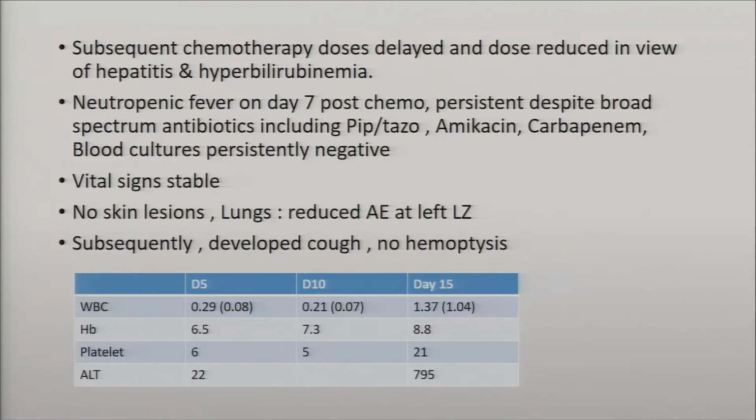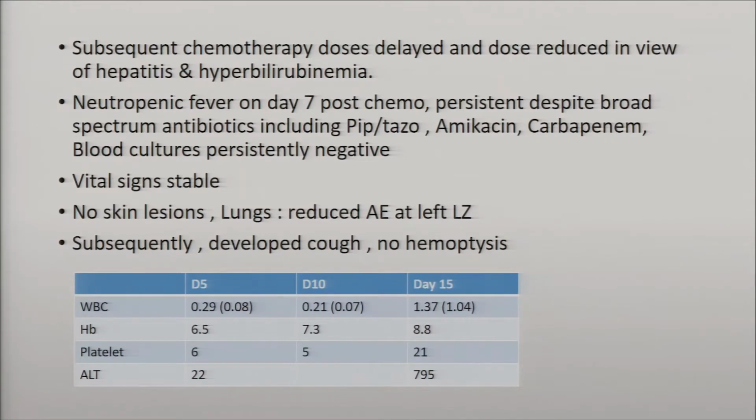So subsequent chemotherapy had to be delayed, and even when they gave a tiny little dose of chemotherapy, it had to be adjusted because of these liver conditions. So at neutropenic, at day 7 of chemotherapy, almost nadir count, he developed persistent fever despite broad spectrum antibiotics. What you name it, he had received piptazo, aminoglycoside, carbapenem, and blood cultures were persistently negative.